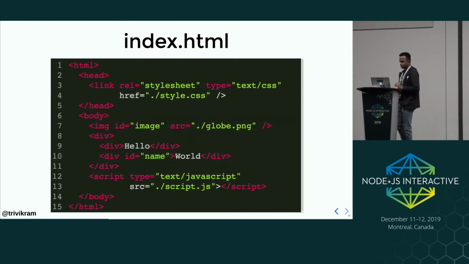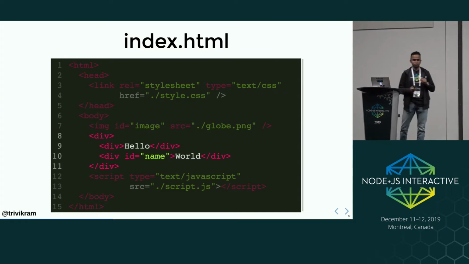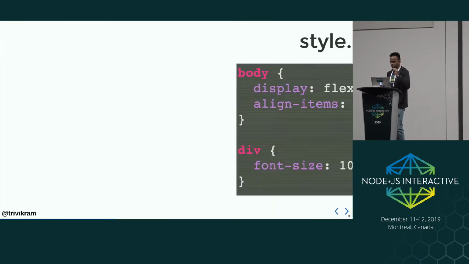In index.html, you import a style at the top. Then you import an image in the body. Then you say hello world, because in the first program you have to say hello world. And then we import a script. Let us go one by one through what each file does.